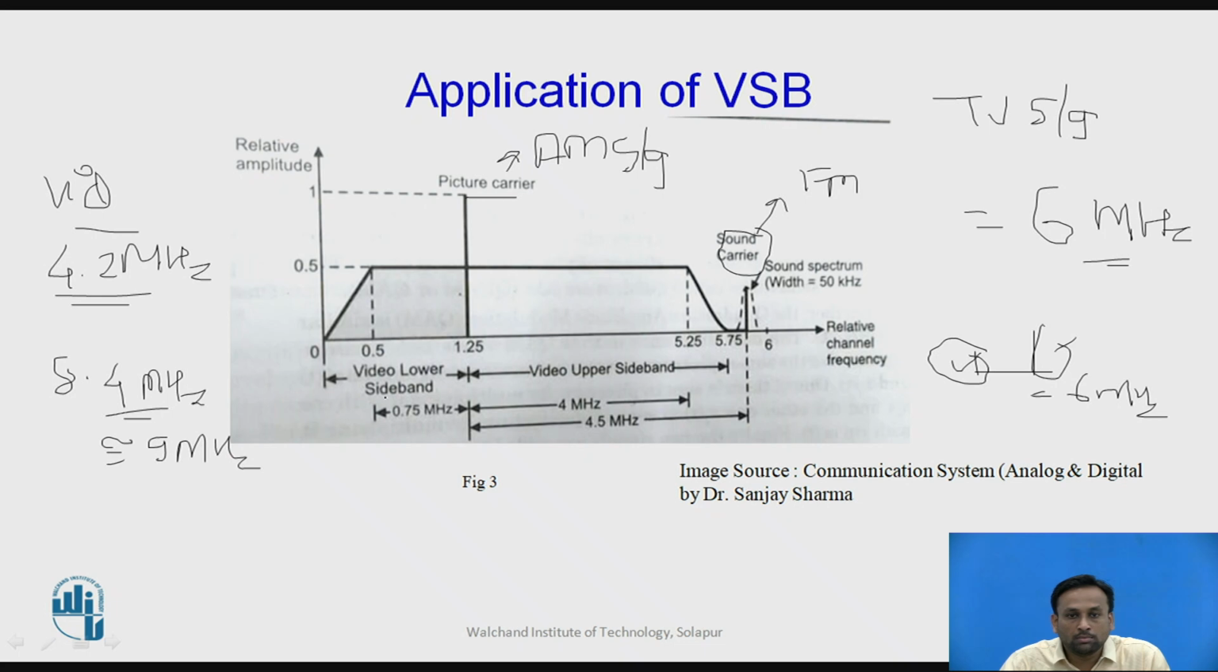Now we'll see the bandwidth here. As shown in this figure, this is the relative channel frequency, which is 6 megahertz here. This is the picture relative amplitude. This is the picture carrier. The video upper sideband is 4.5 here. As we have discussed, 4.2 we have taken, which requires 8.4, so by reducing the sideband we get it into 6 megahertz here. So this is the application of VSB used in television, for TV transmission.